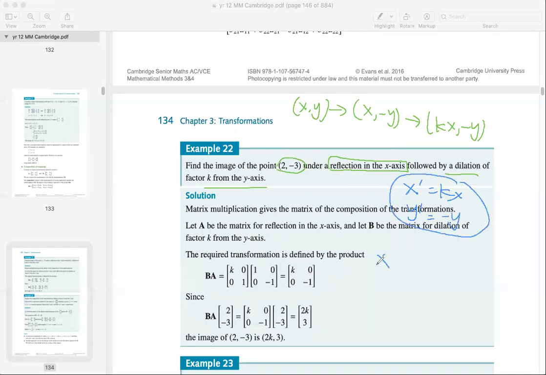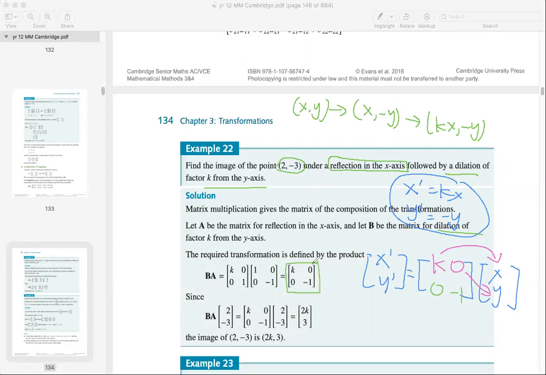So I write x dash and y dash over here, and I need to figure out this matrix and my (x, y) over here. Because x dash is equal to kx, it's just k, 0 over here, because k times x plus 0 times y. And my y dash is negative y, so it's just 0 and negative 1. So that is what we want. We don't need these two steps, it's harder. We can just use one step to show it directly.